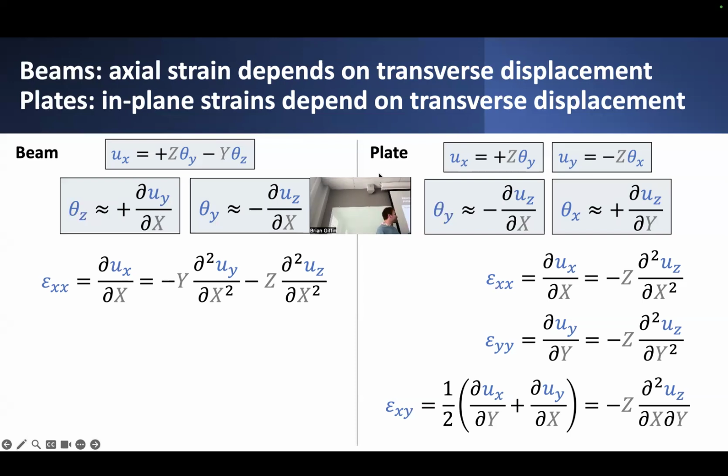Beam theory really assumes that the only quantities of interest that you care about are purely axial strains and axial stresses. In the case of plates, you're looking at in-plane strains and resulting in-plane stresses. That's where things get fun. Okay, but I can derive all these expressions. I can basically say that either the axial strain or the in-plane strains depend on the out-of-plane displacements of the plate or this beam.